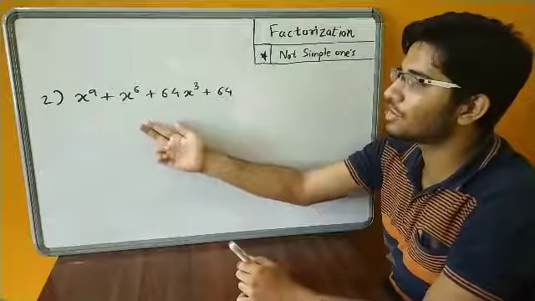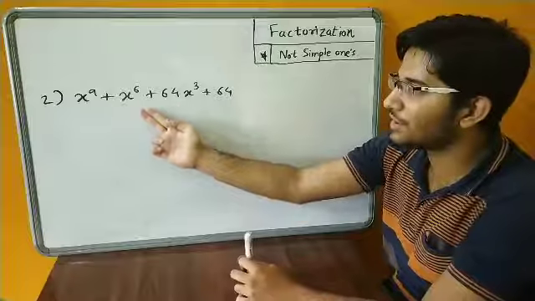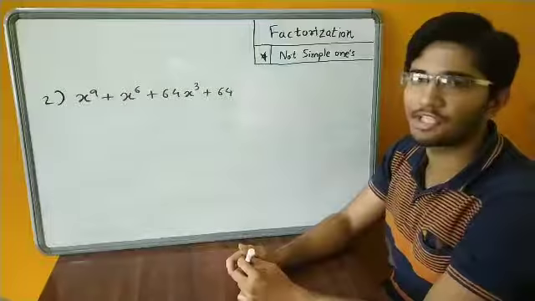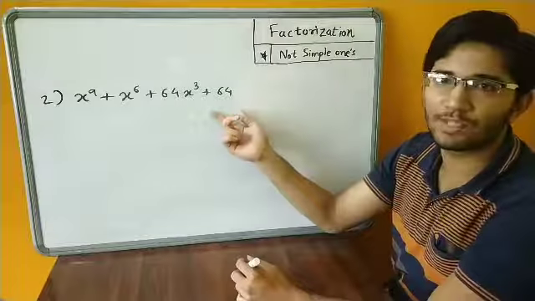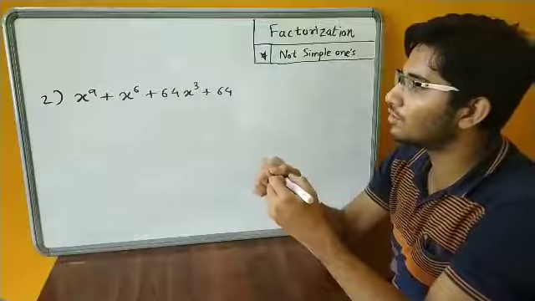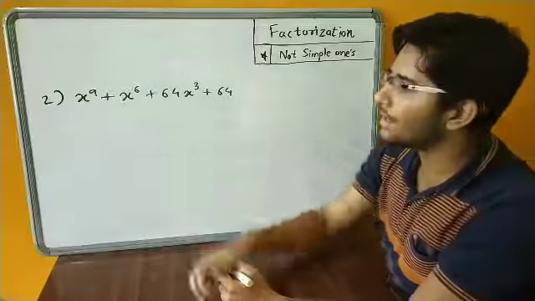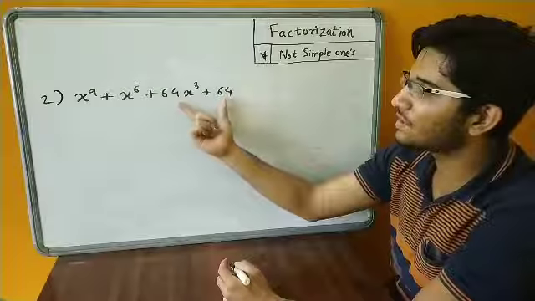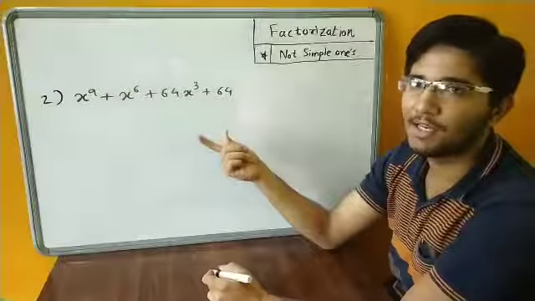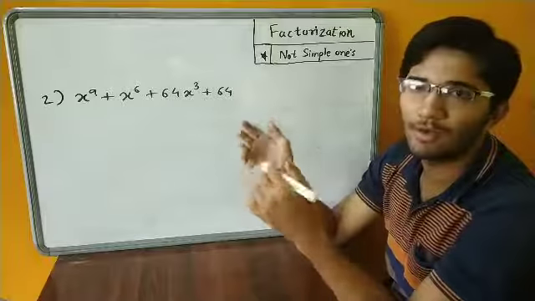Now this is our second question, x⁹ + x⁶ + 64x³ + 64, and we need to find factors of this equation. So what can we do? See, in the first part the coefficients are 1 and 1. In the second part the coefficients are 64 and 64. So there is a need that we can take something in common.